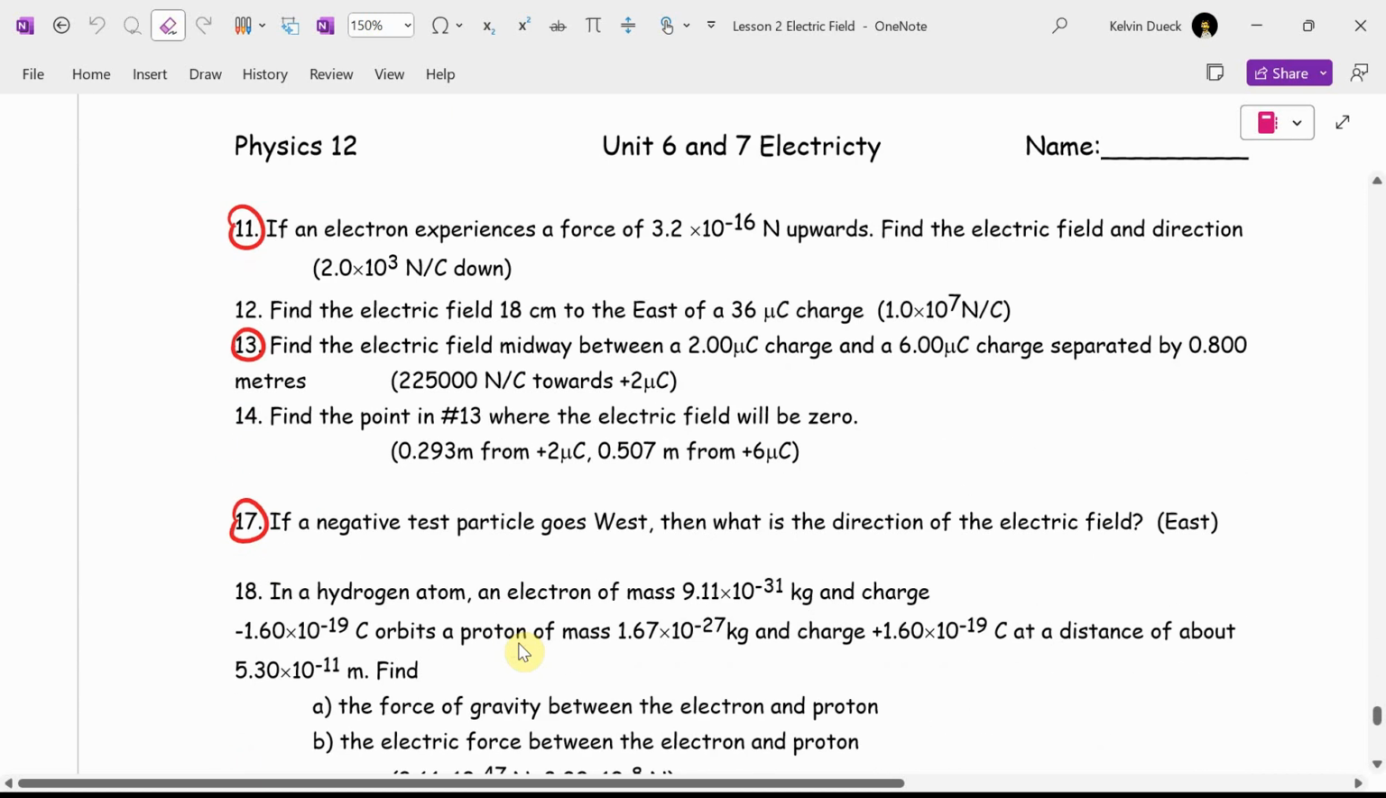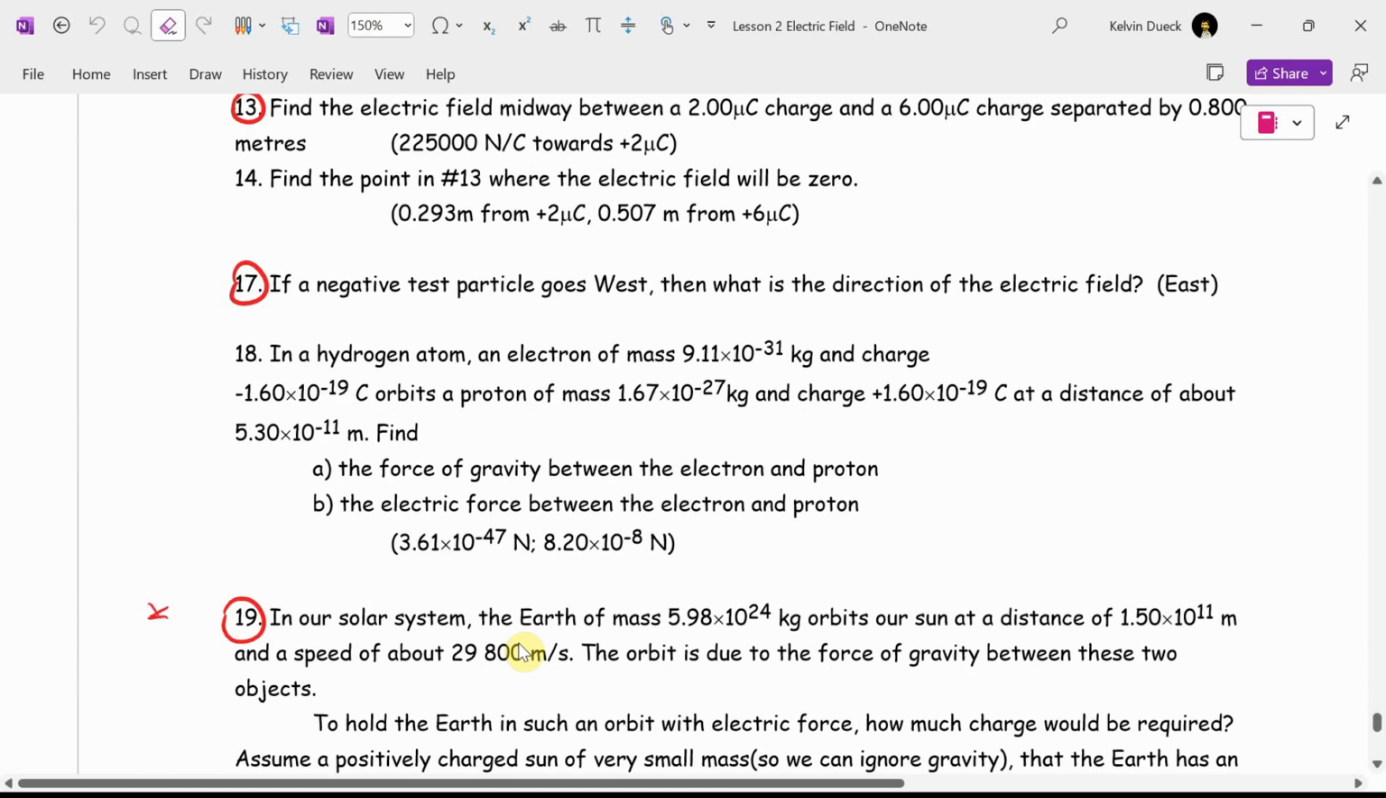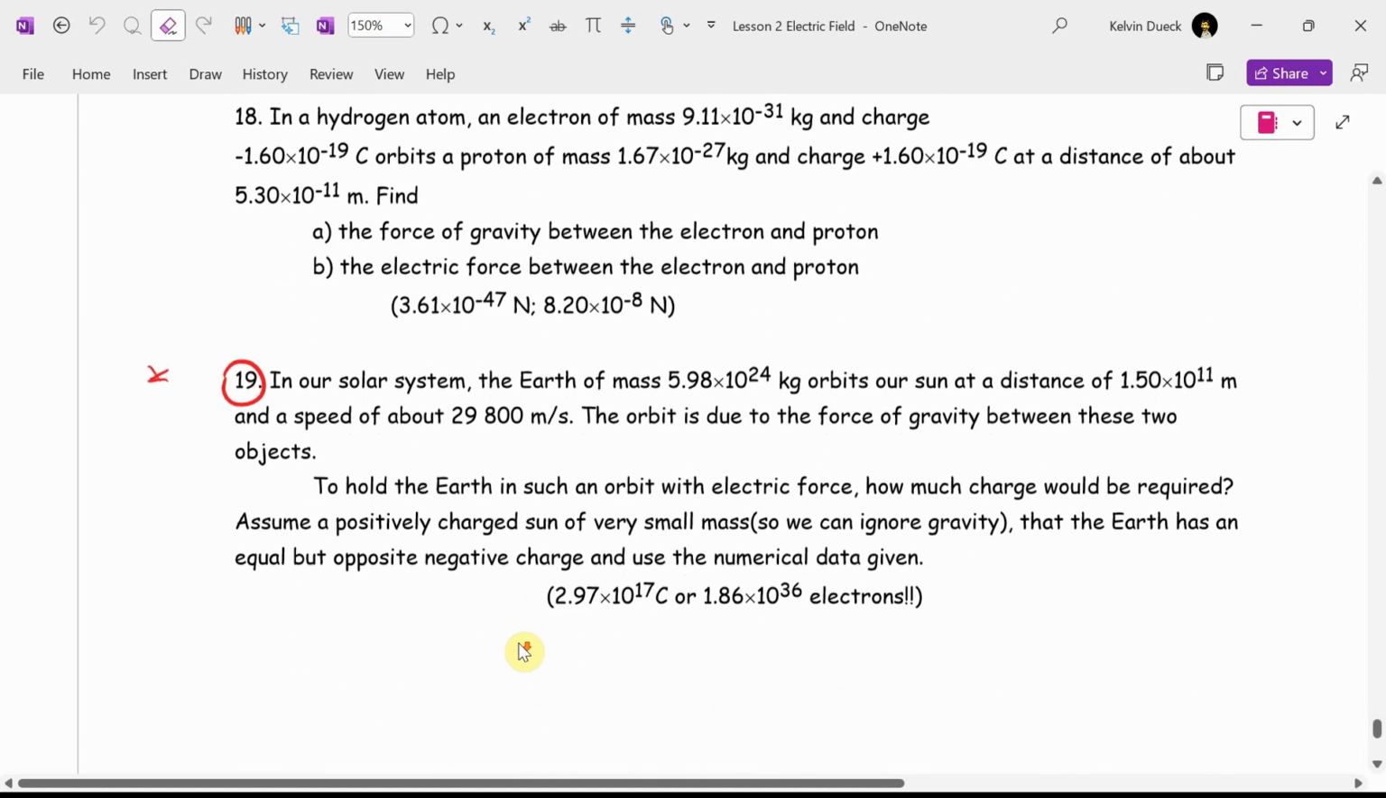11 is good, skip 12. 13 is good, skip 14. 17 is good, skip 18. 19 is just a nice little brain teaser. I'm not going to ask you one like that.